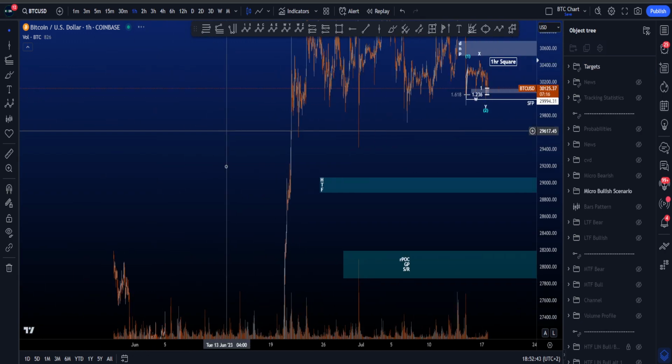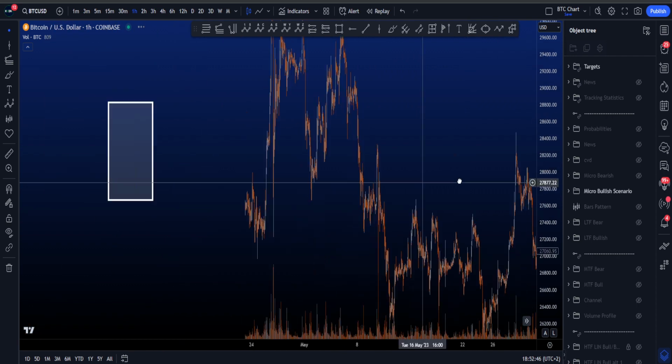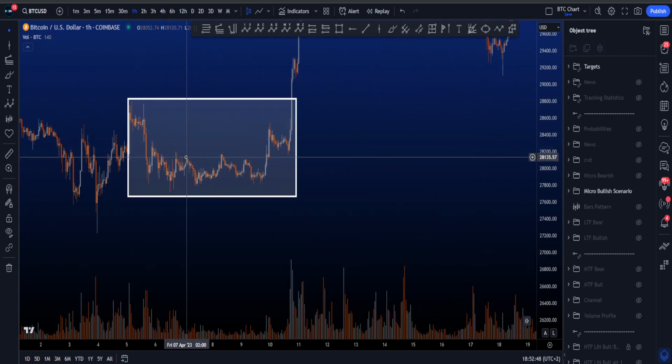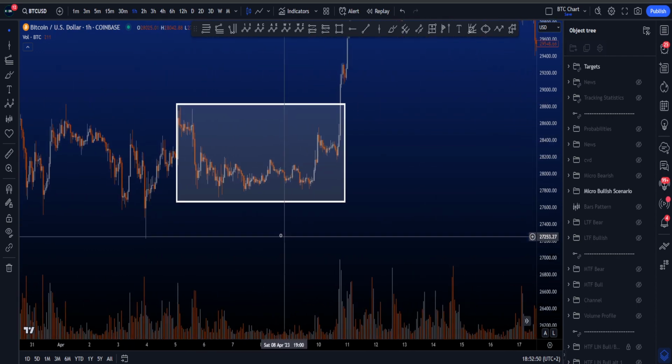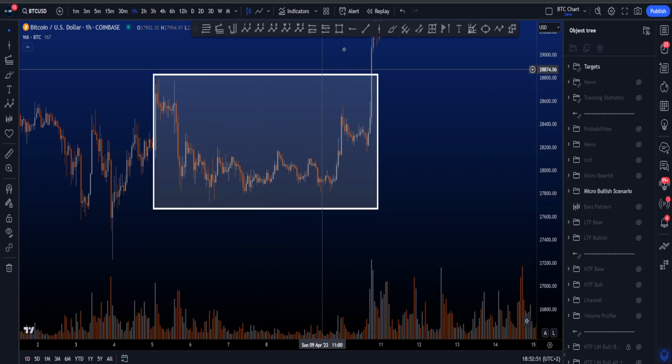Because if we go back in time, once again, history doesn't repeat, but it does rhyme sometimes, we can find this square over here. And this was around 28k as well in early April this year, where we had a sharp move to the downside, and then we were ranging.